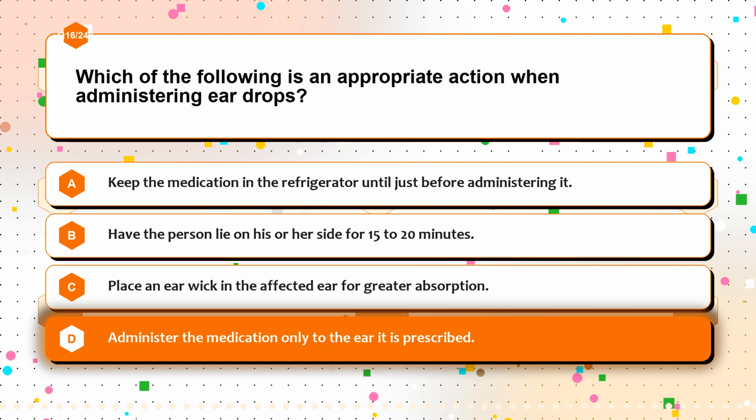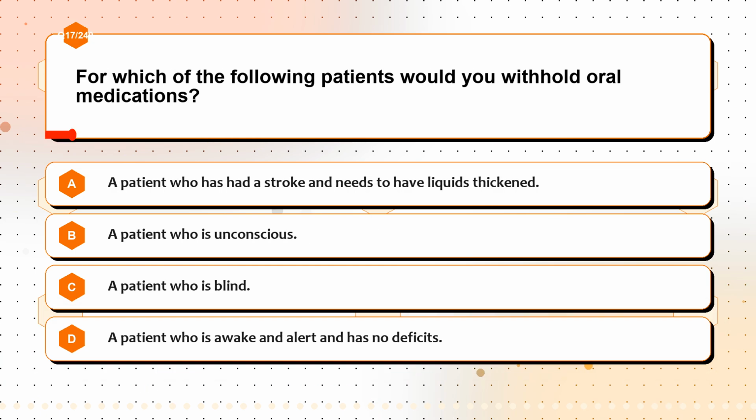The correct answer is option D. Administer the medication only to the ear it is prescribed. Question 17. For which of the following patients would you withhold oral medications?